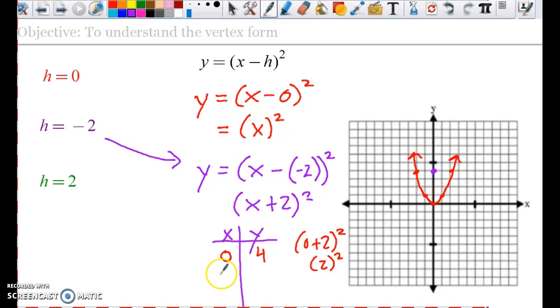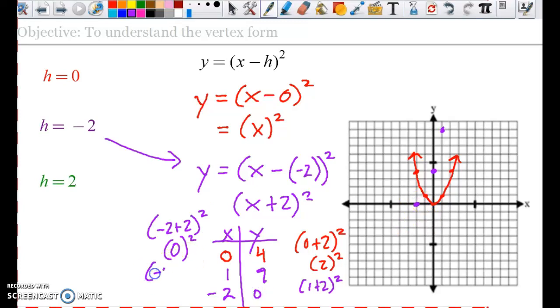What if I put in something like 1? Well, then I'd have 1 plus 2 squared. That's 3 squared. That's 9. So at 1, I have 9, and I'm quickly running out of room, so I'm not going to go more to the right. Let's use one that's farther to the left. Let's do -2. If I put -2 in there, -2 plus 2, that's 0 squared. 0. So -2 is 0.